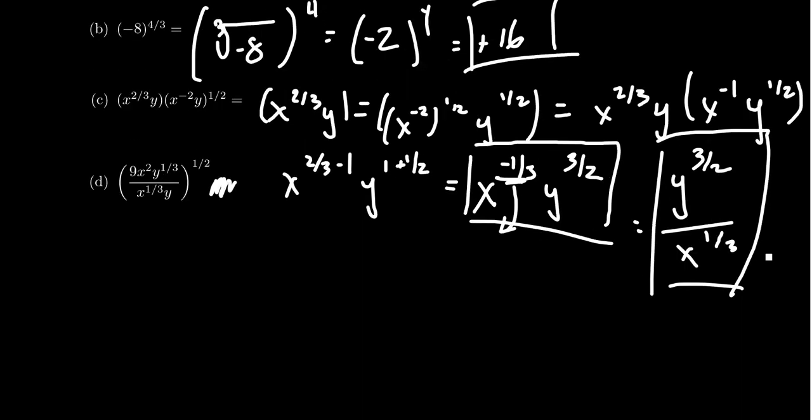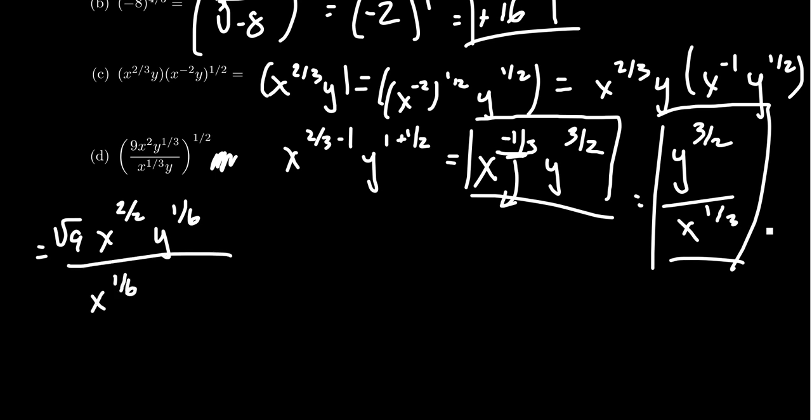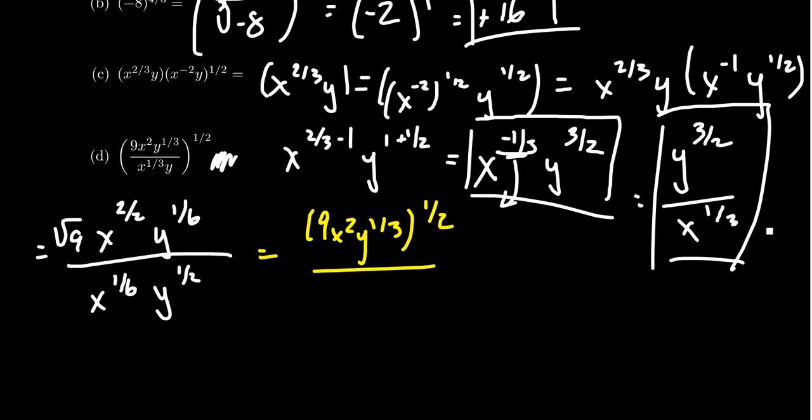And so then the last one, d, let's work that one out there. Let's distribute the exponent of 1/2. So you're going to end up with the square root of 9, because 1/2 just means the square root. You're going to cut the exponent of x by 1/2, so you get 2/2. And then for the y's, you're going to multiply the exponents together, and so you get 1/6. This will sit above x to the 1/6, and then likewise y to the 1/2. So what's going on here, right? Because you have a fraction inside of the exponent, I'm going to be taking 9x squared y to the 1/3 raised to the 1/2 power, and this sits above x to the 1/3 y raised to the 1/3 power.